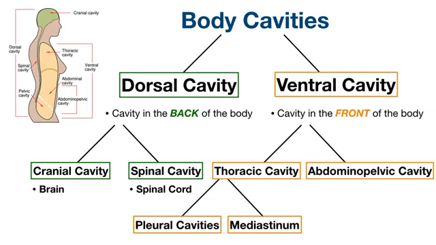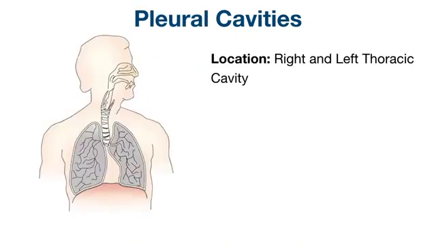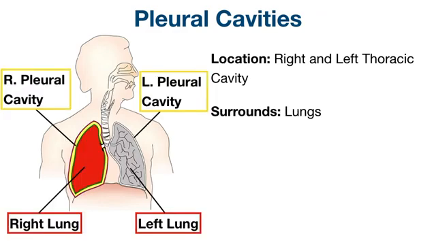Let's look at each of these, starting with the pleural cavities. The thoracic cavity has 2 pleural cavities, a right and a left. The pleural cavities surround the lungs. The right pleural cavity surrounds the right lung, and the left pleural cavity surrounds the left lung. You can see the right lung highlighted in red, with the right pleural cavity surrounding it shown in yellow.